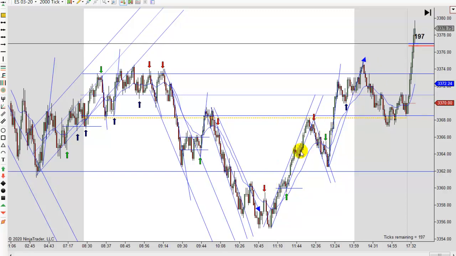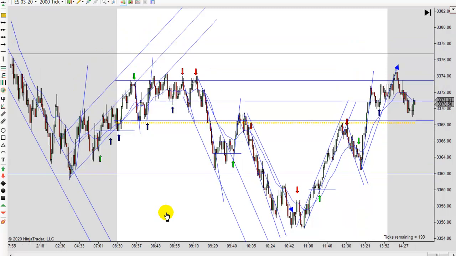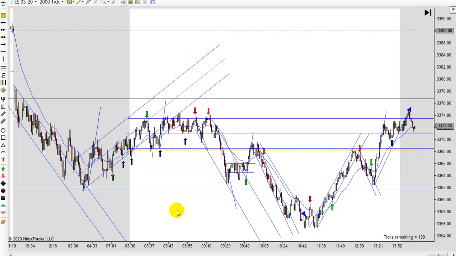1, 2, 3, and a couple of green ones. So that's a long time to sit there not getting set up. But that's what you have to be able to do. Be patient and wait, and not force trades.